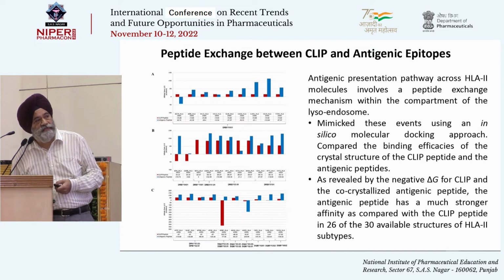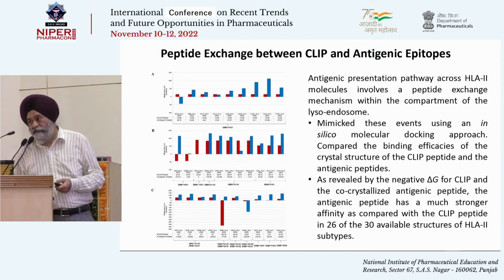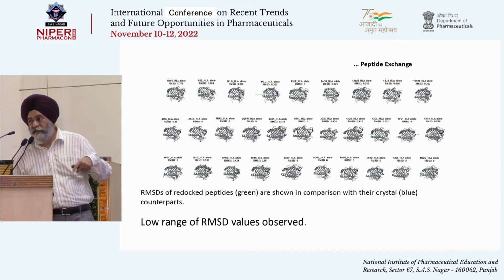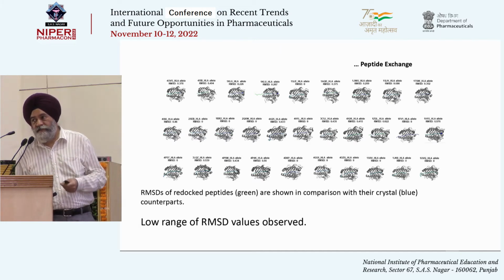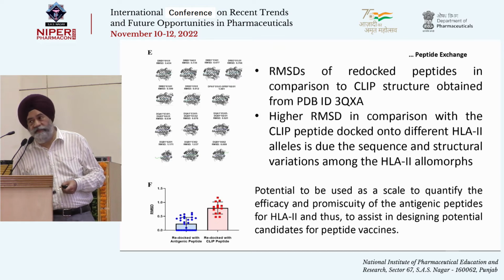What we found is, for about 26 out of 30 available cases, the antigenic peptide has a much stronger affinity as compared to CLIP. It means they'll be able to replace the CLIP. These antigenic peptides can bind to HLA molecules. Also, we looked at their RMSD values and compared them with the crystal structure, their original crystal structure values versus what they have adopted after the docking, and there we find a low range of RMSD values. But if we compare it with the CLIP itself, then we find there is a much larger variation.